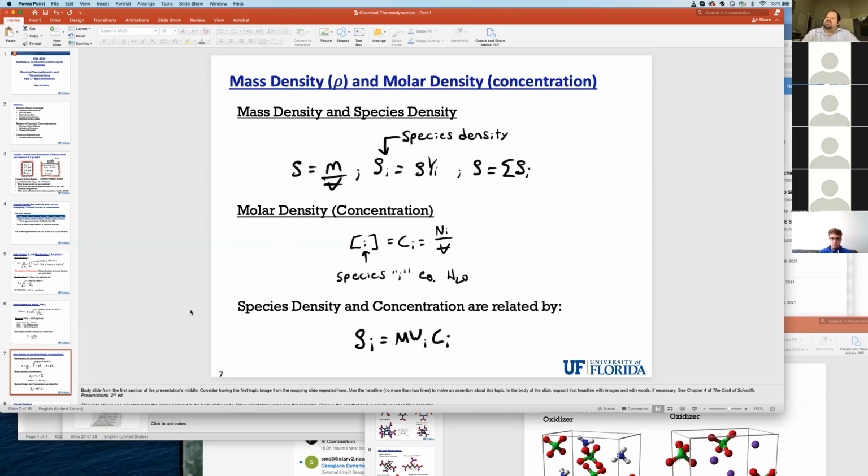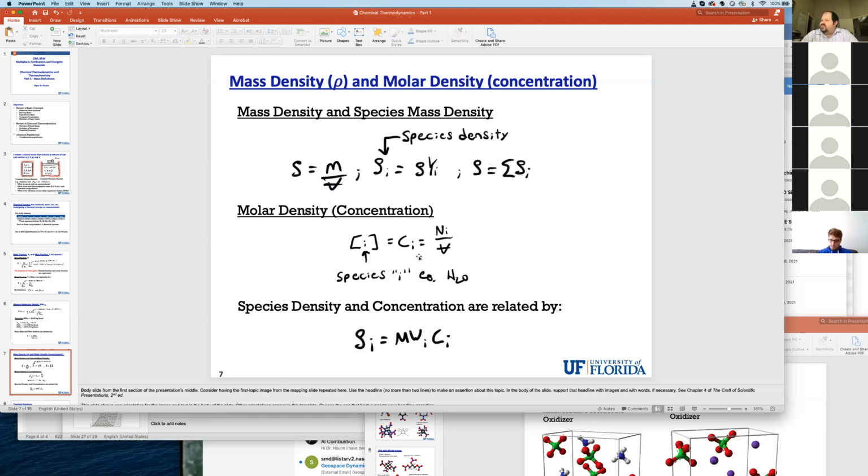The other thing that we need to discuss is mass density, which is something you have been using in thermodynamics and fluid mechanics and basically all of your classes, and also molar density, which is also known as concentration. So mass density, or species mass density I should say, rho, is just the mass of the mixture divided by the volume, which is just the definition of density. Now, if you want to know just the density of, say, the oxygen molecules, that would be rho sub i, and that's called the species density. The species density is just the total density of the mixture times the mass fraction of that component. Then by definition, you can show that the total density of the mixture is just the sum of all the species densities.